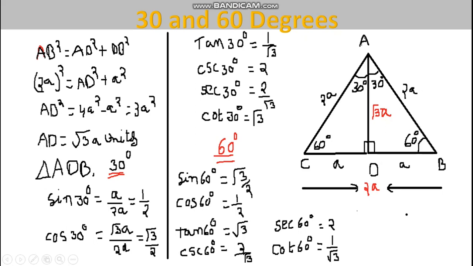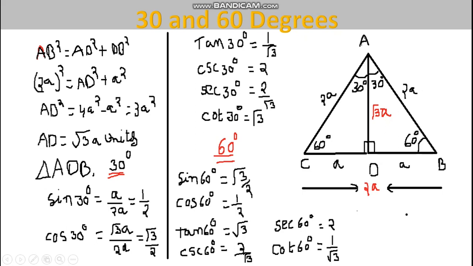And we have to find the side AD by using Pythagoras theorem. AB square is equal to AD square plus DB square. And we know AB is 2A. So, 2A whole square is equal to AD square plus A square. And from that, we can find that the value of AD is root 3 A units. Now, children, we can observe one thing over here. Now, we know all the three sides of triangle ABD.